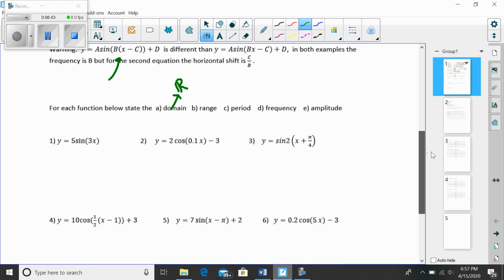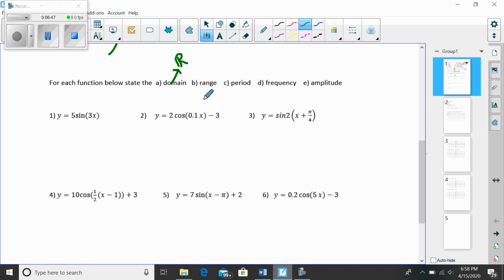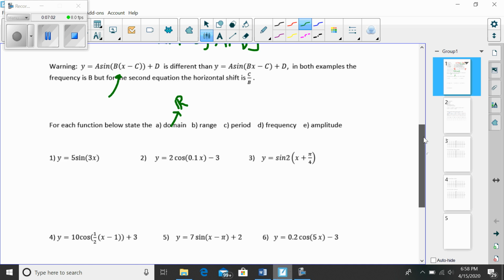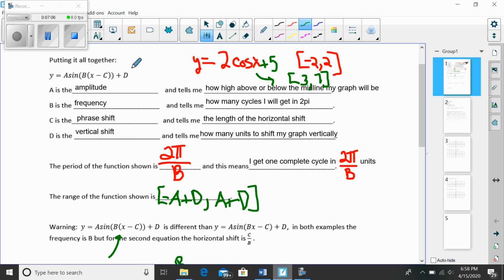So anyway, a couple things that I want to talk about. In this question, I'm asking you for the range. We have a formula for that, that's not too hard. The period: the period is 2 pi divided by the frequency. The period is never affected by the amplitude or the vertical shift.